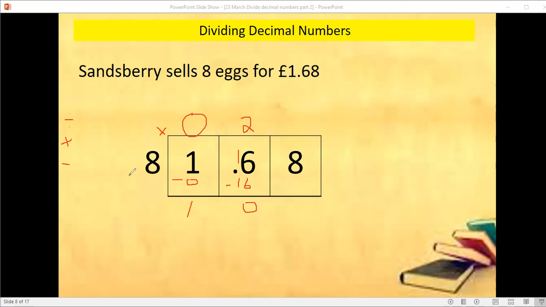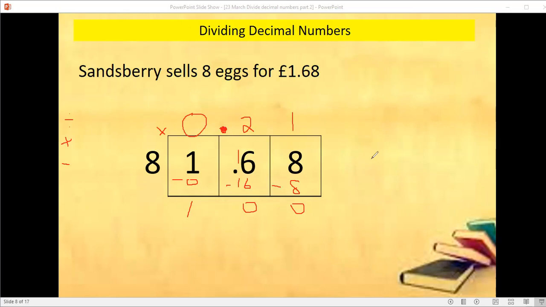Now 8 divided by 8 is 1. 1 times 8 is 8. Then we subtract and get 0. Don't forget to put the decimal point above. Wherever the decimal is, that is where you put your decimal in the answer.